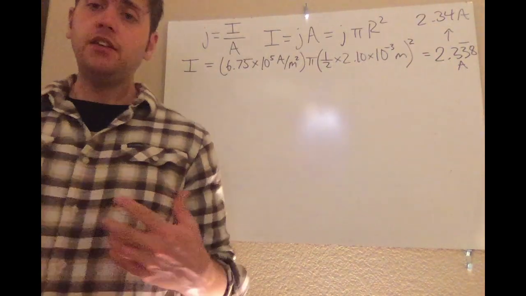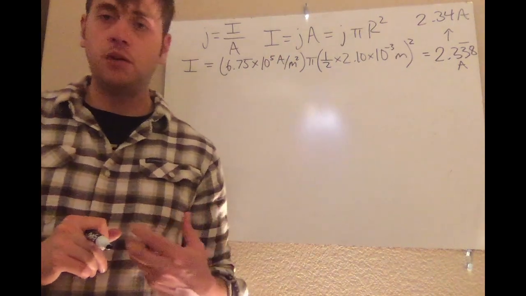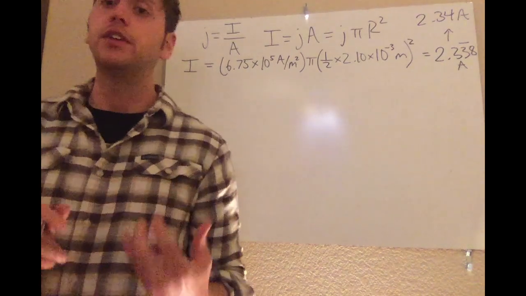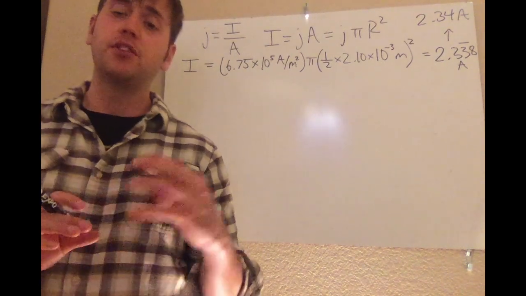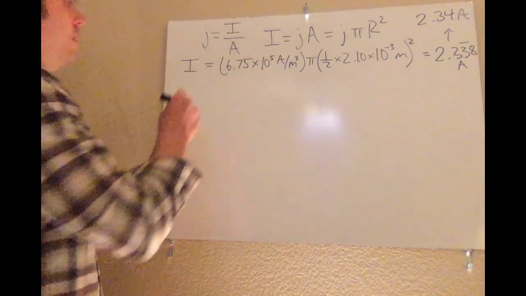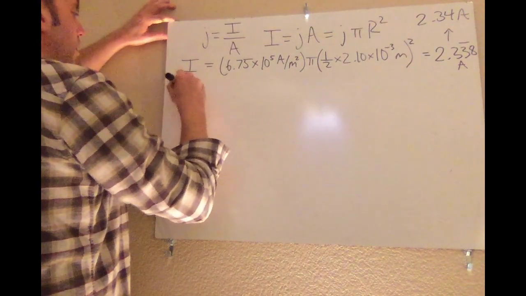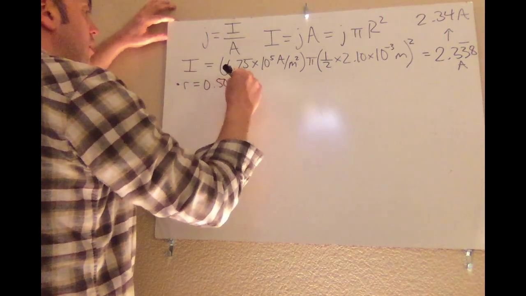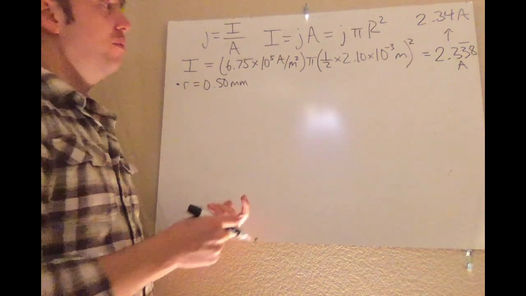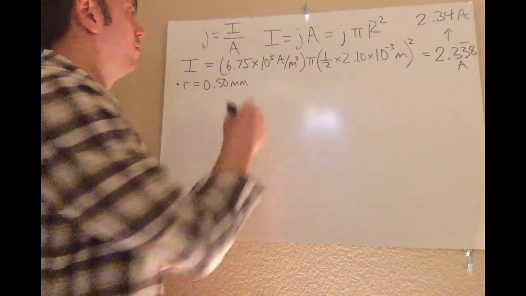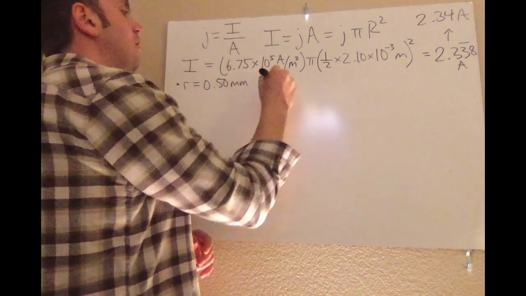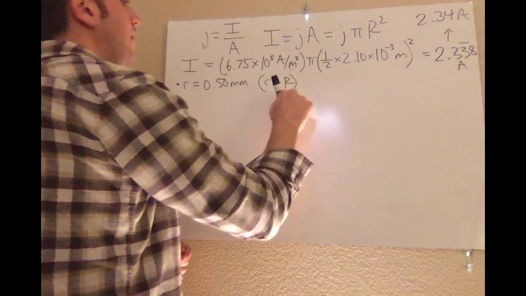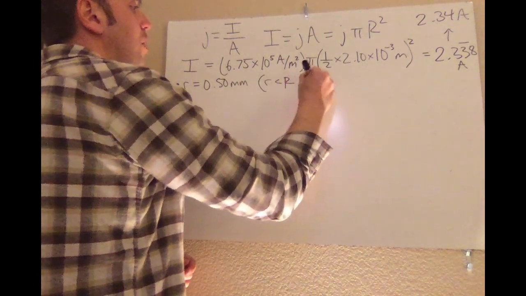Okay, the next thing is, let's find the magnetic field when the radius is 0.5 millimeters. So we're going to figure out how strong the magnetic field is 0.5 millimeters away from the center of the wire. Okay? So in this case, little r is equal to 0.50 millimeters. And we have to recognize that we're inside of the wire. So in other words, we're in the situation where little r is less than big R, we're inside the wire. Let's actually write that down. So we're inside the wire.